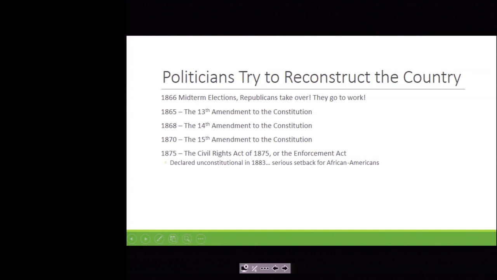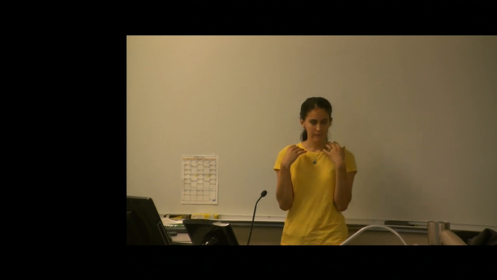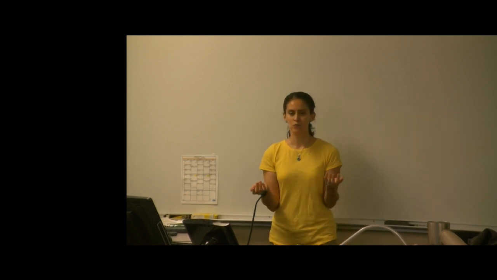So this Republican-controlled Congress goes to work in a major way. And we can see those bullet points here, 1865, 68, and 70. The 13th, 14th, and 15th Amendments to the Constitution. Think of these three amendments as a group, as a unit. They go together. Together, they are called the Civil War Amendments. For an obvious reason, they're right after the Civil War, right?